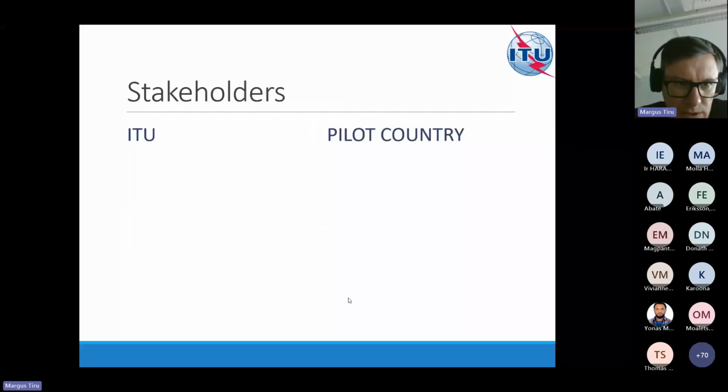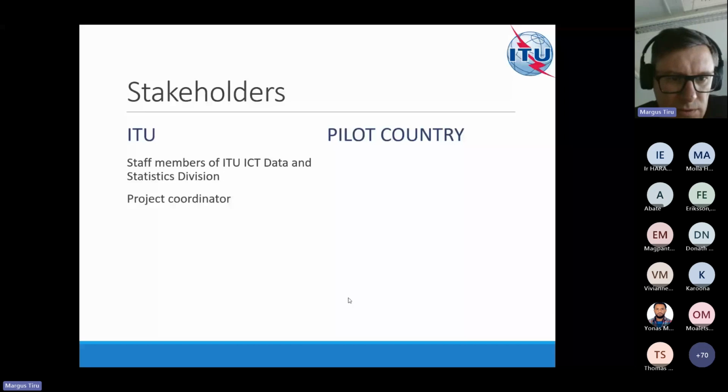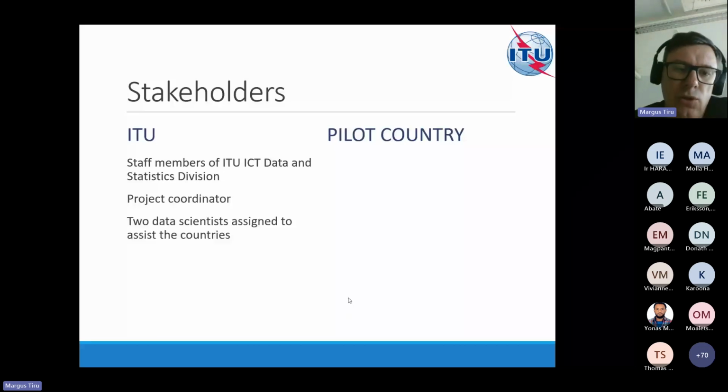Regarding the stakeholders who were involved in the project from the ITU side, obviously the staff members of the ICT Data and Statistics Division, Esperanza, Frederick, also there were a few more people involved. Project coordinator, this is me, I was involved in that, so somebody has to keep track and actually push forward all the activities mentioned before in all of the countries. On the ITU side also, we had 2 data scientists working with the countries, and I should already say that for the duration of such projects, we should have had more, but this is obviously the reality that we had to face.